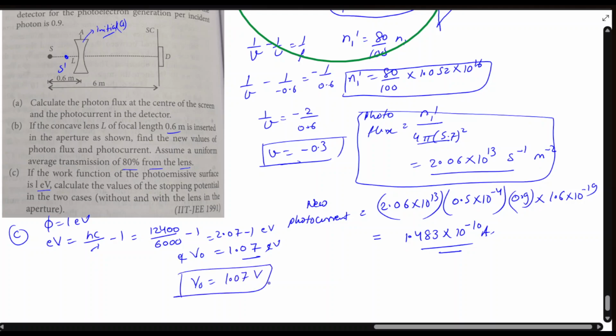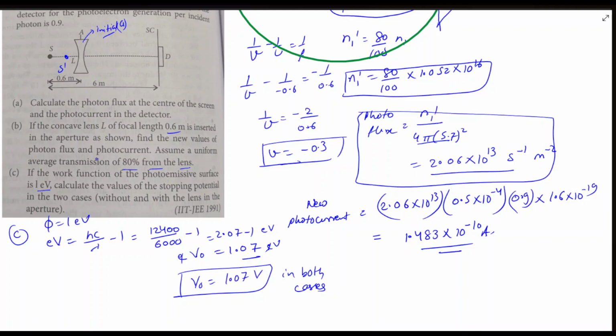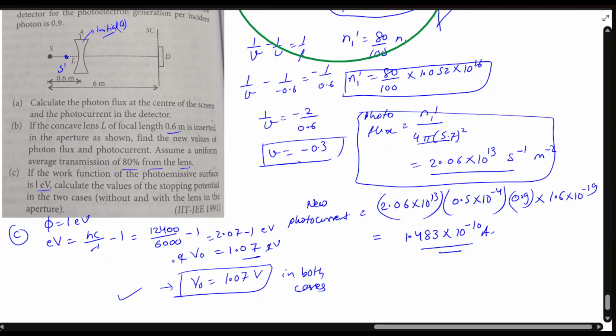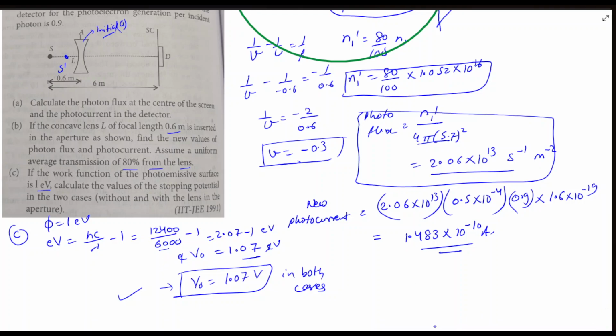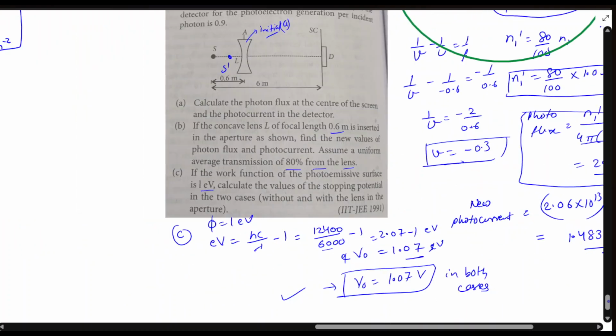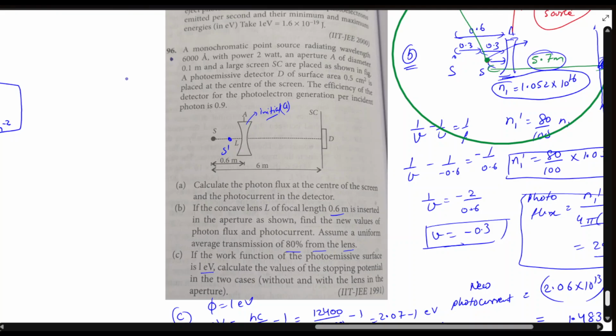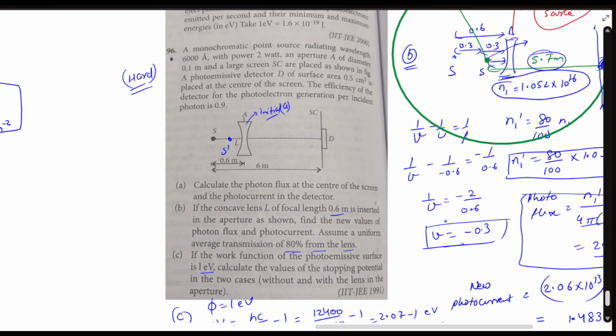Okay, in both cases, because these cases will affect only the intensity, right? And intensity does not affect the maximum kinetic energy of the electron or stopping potential, right? So it will be same. Wavelength will be same, right? So it will always be 6000. Right? So this question is actually the hardest question. Okay, so it's quite a tough question, right? The complexity in this question is quite large, right?